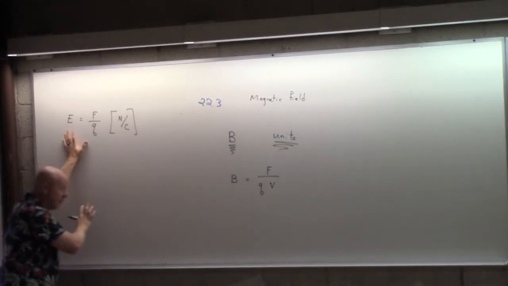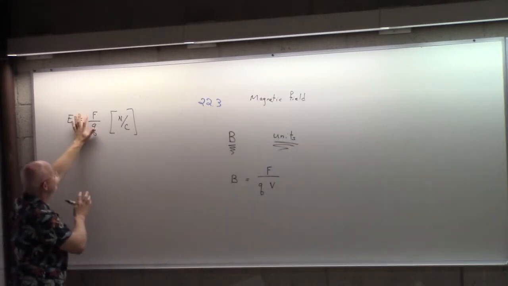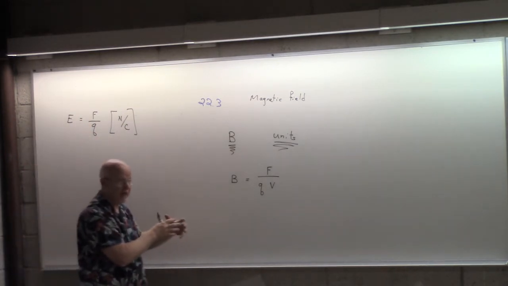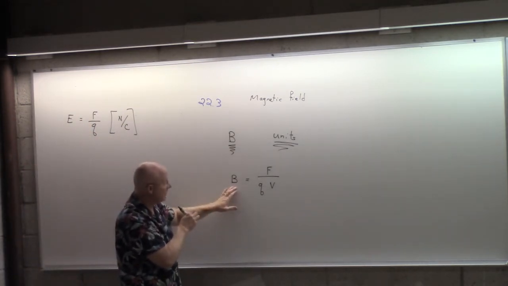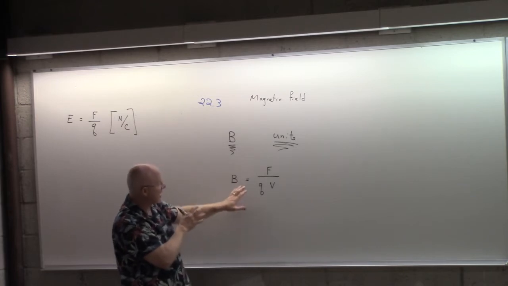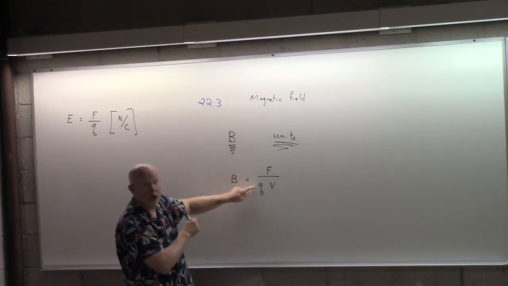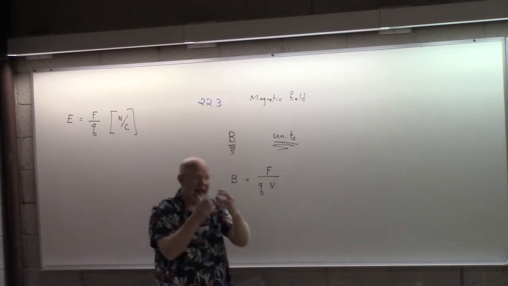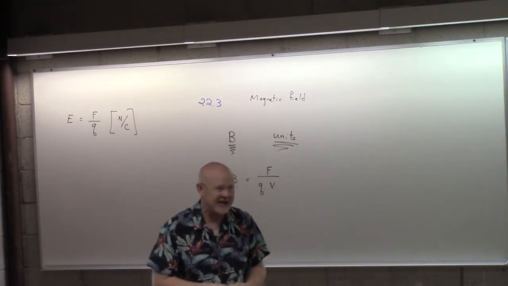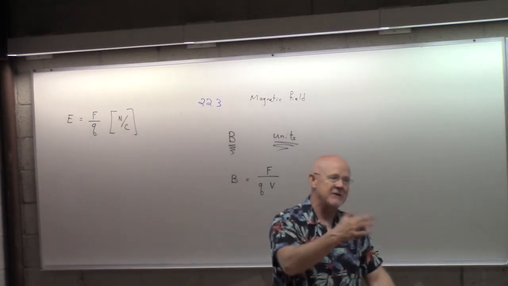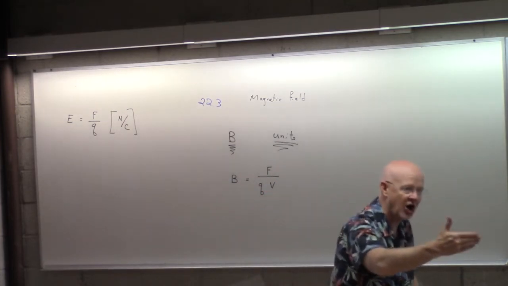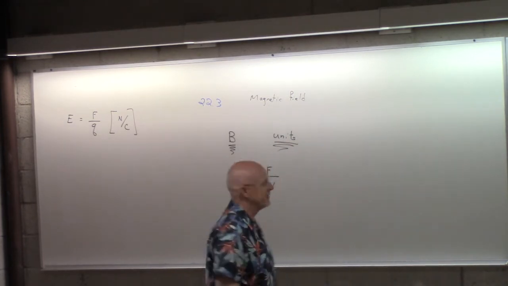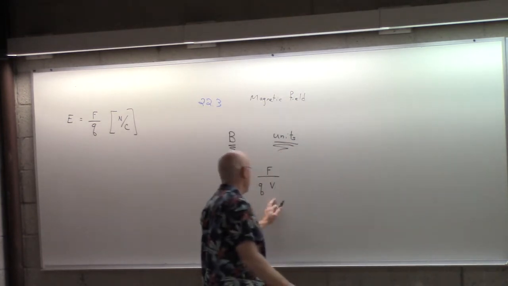So the electric field was defined as how much force you would get per unit charge. So we'll start off with that. We'll say the definition of a magnetic field is how much force you would get if you put a unit of charge there, but only if that unit of charge was moving at a rate of 1 meter per second, because magnetism depends not just on how much charge, but how fast it's moving. So you've got both of those.